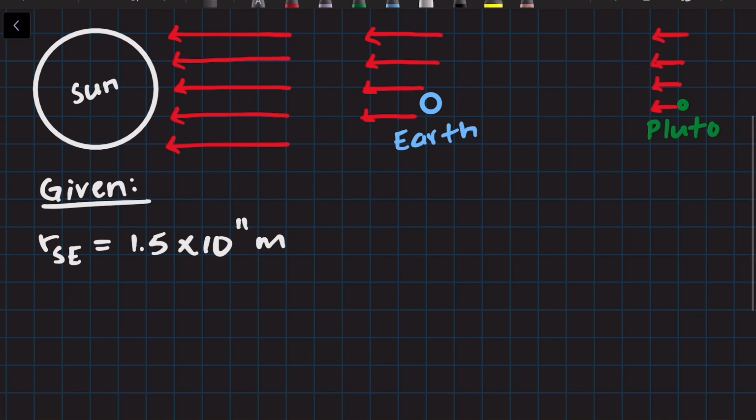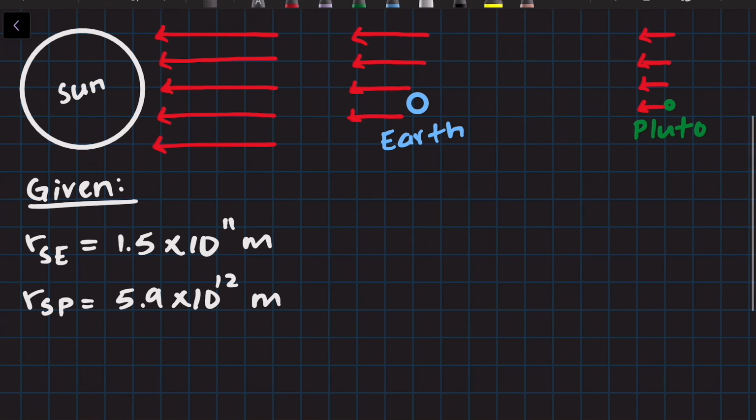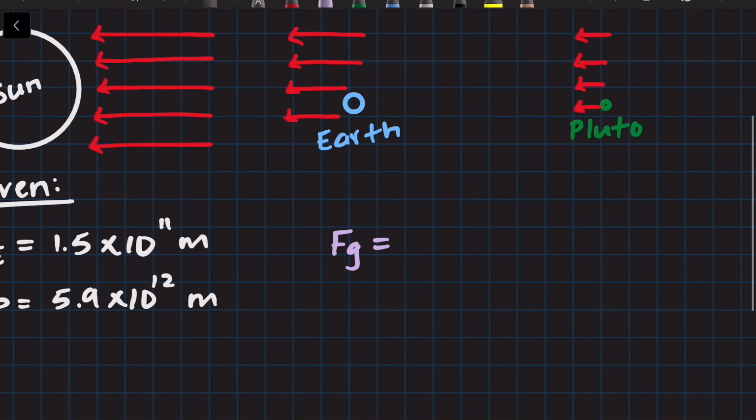Then we know the distance from the sun to Pluto. That was 5.9 times 10 to the 12 meters. Okay. Why are we using the letter R? We know that the equation, the formula for universal gravitation, gravitational force is universal constant times big mass or mass 1 times the other mass divided by the distance squared. That's why I'm using the letter R.